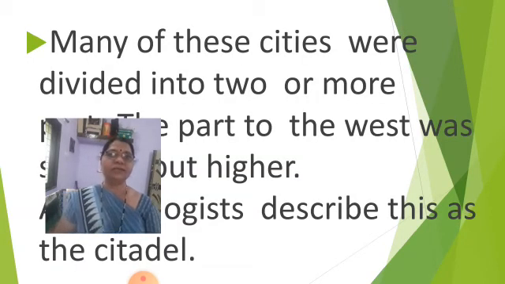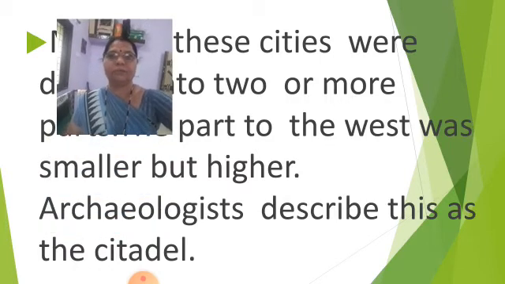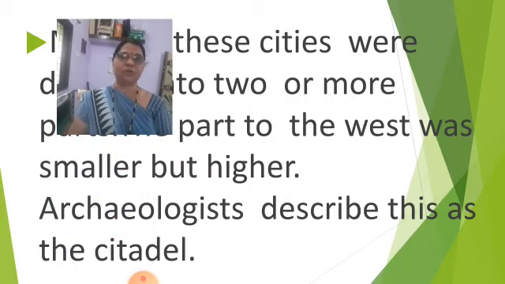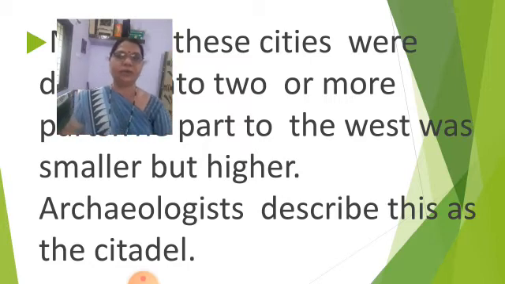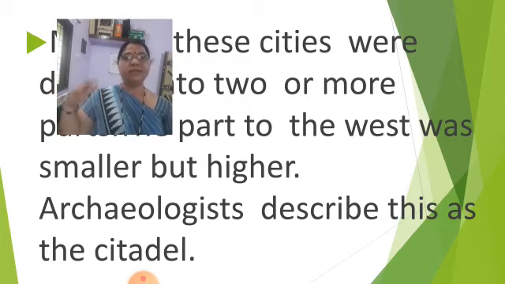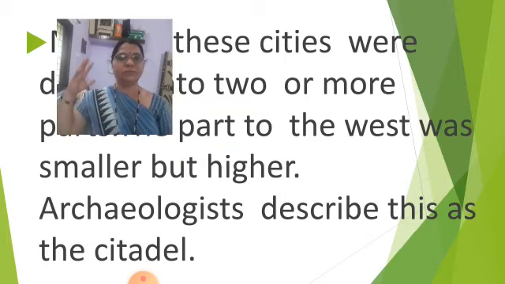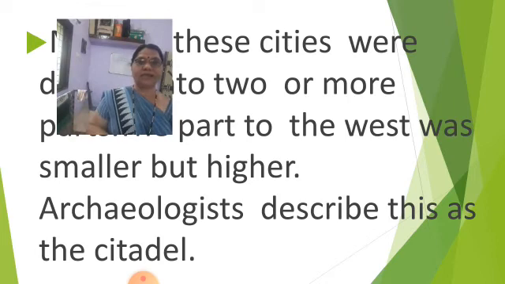Many of these cities were divided into two or more parts. The part to the west was smaller but higher. Now the west part is smaller but higher. On the west direction and the east direction, some of these cities had this. They were very small but higher, and archaeologists describe this as a citadel.